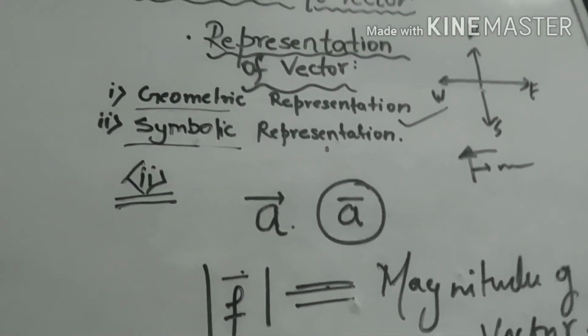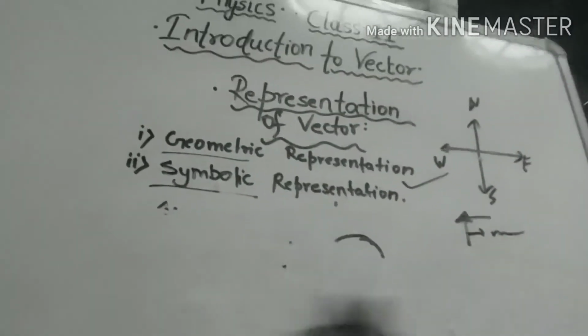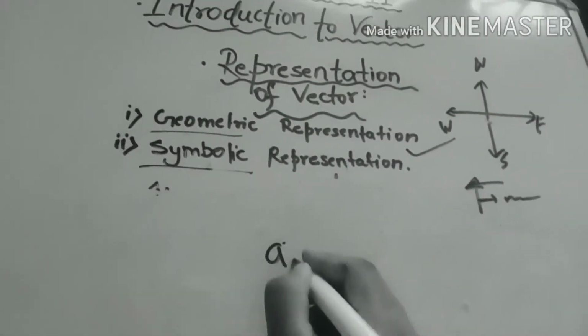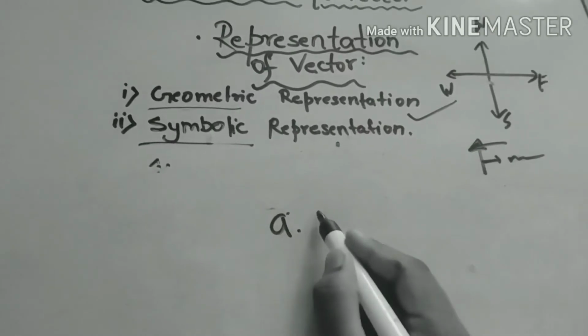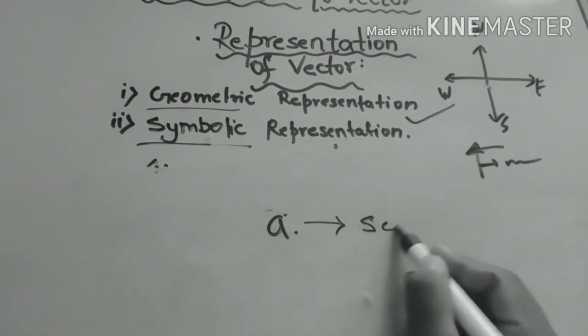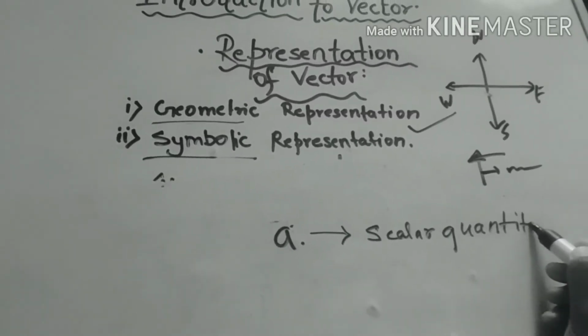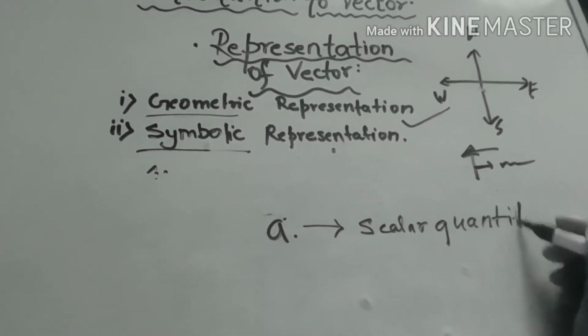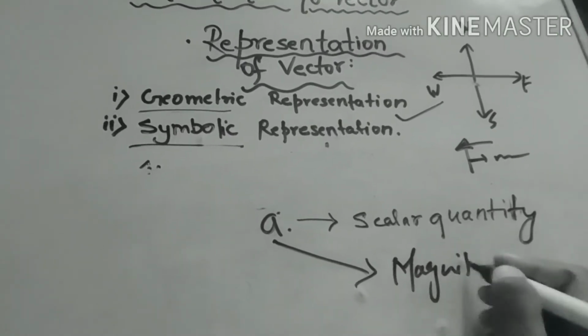Sometimes in questions we get a quantity with no head on it. This can represent two things: either it will represent a scalar quantity, or it will be the magnitude of a vector.